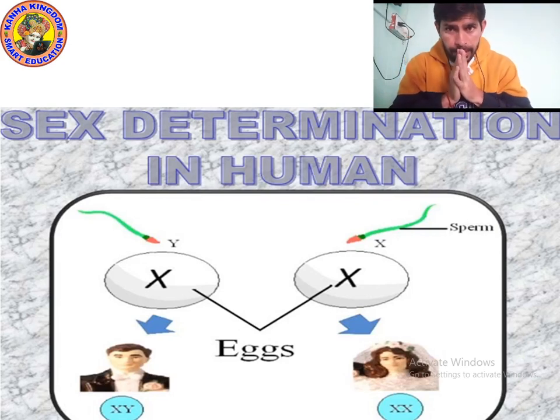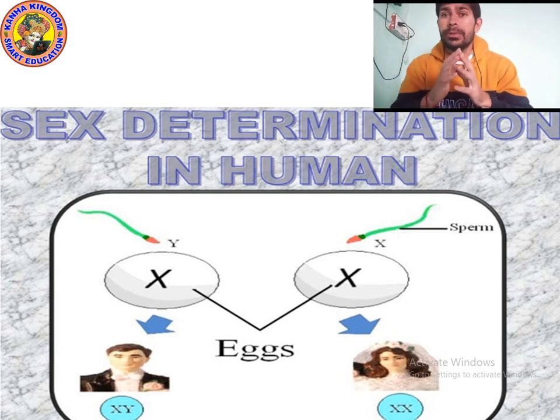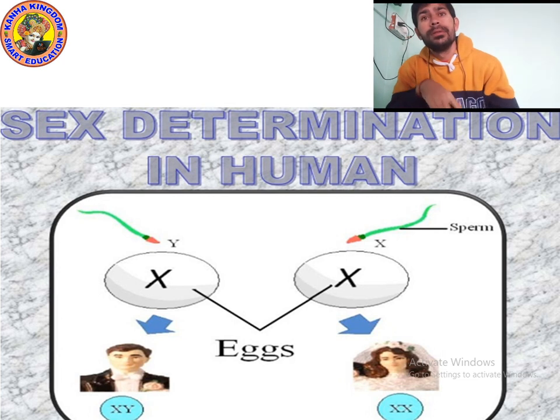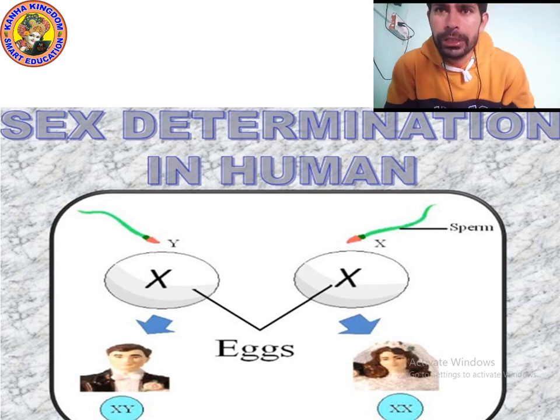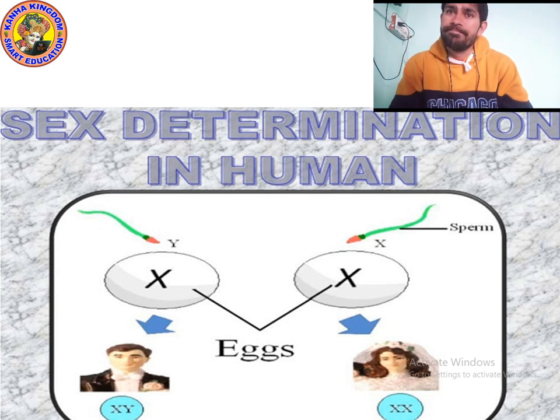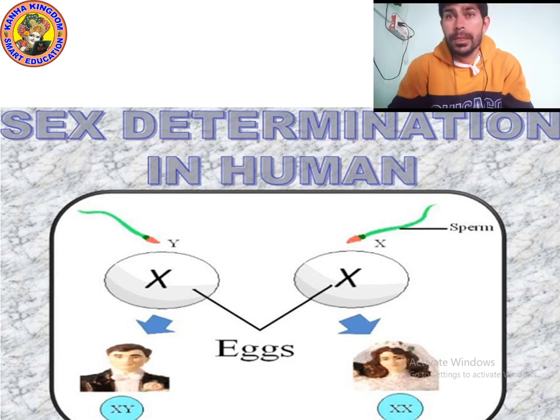Class 8. So we have been studying chapter number 10. The last topic that we studied was sex determination in humans, how to determine the sex of a baby. A baby can be male or female, so we can determine sex by chromosomes. Kids, you already know what chromosomes are.